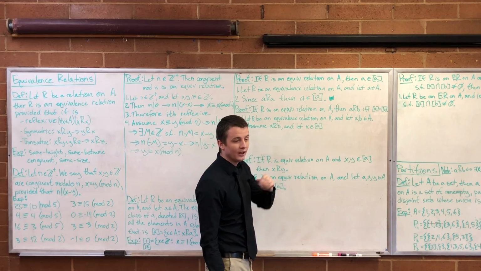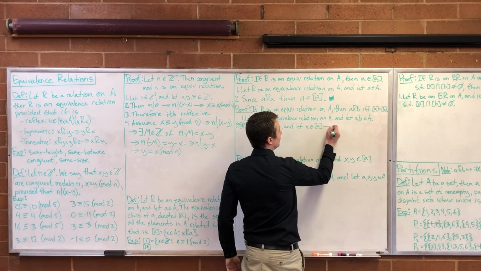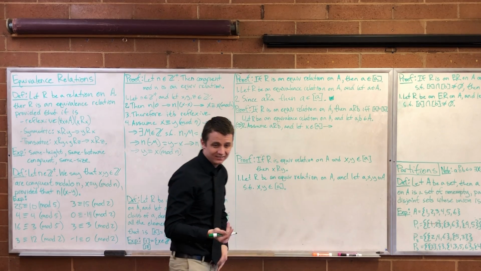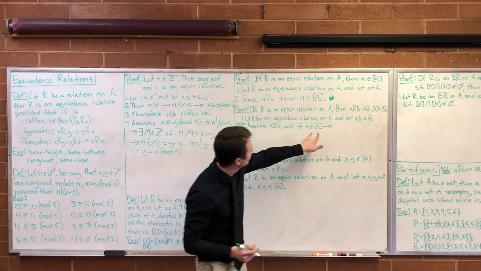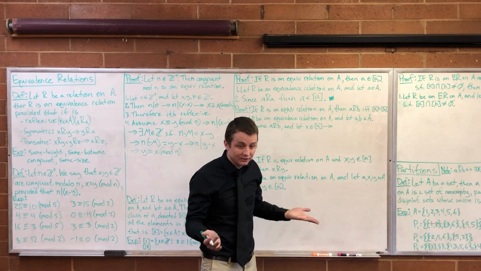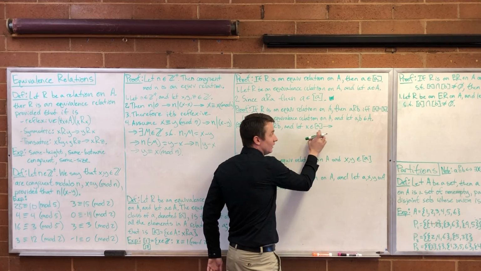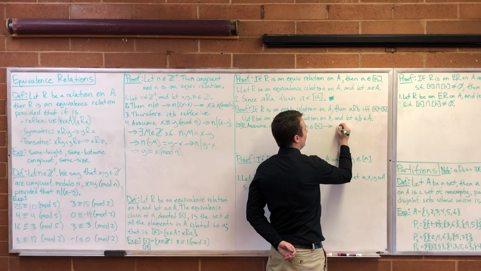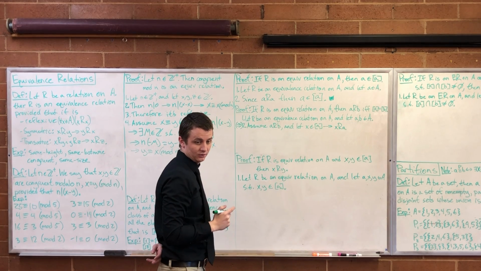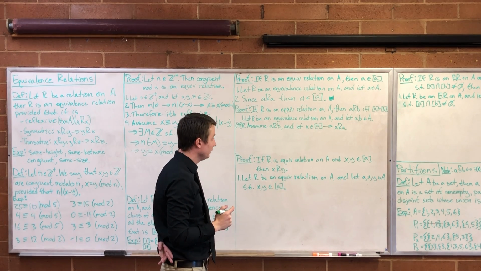Well, if x is in a's equivalence class, what does that give us? x is in b. How do you know that? What is the equivalence class of a? It's all things related to a. It's a set of everything related to a. So if x is in a's equivalence class, I know x is related to a. Right?